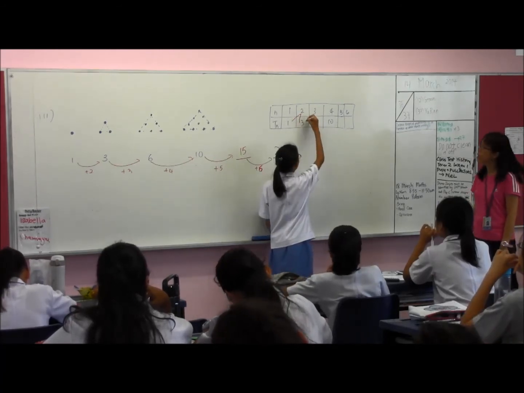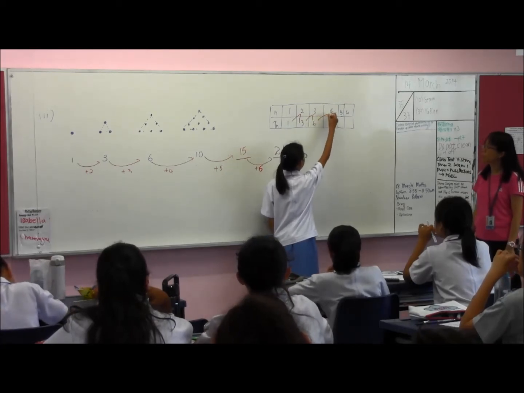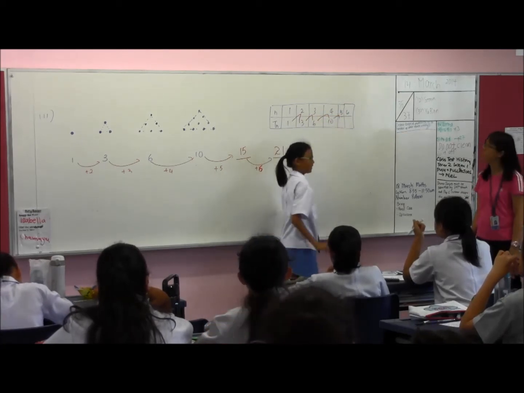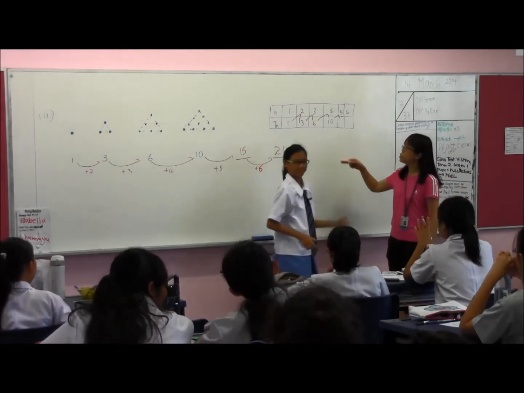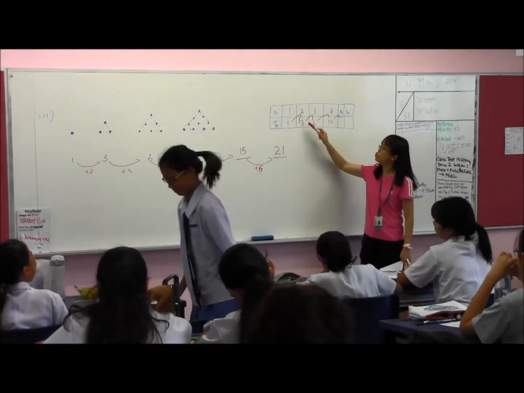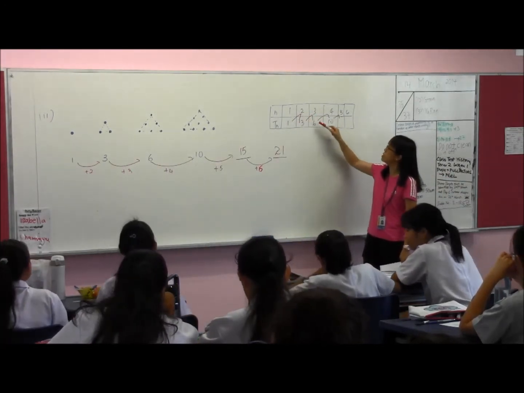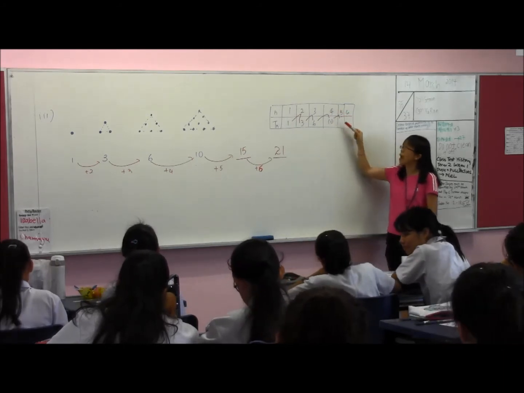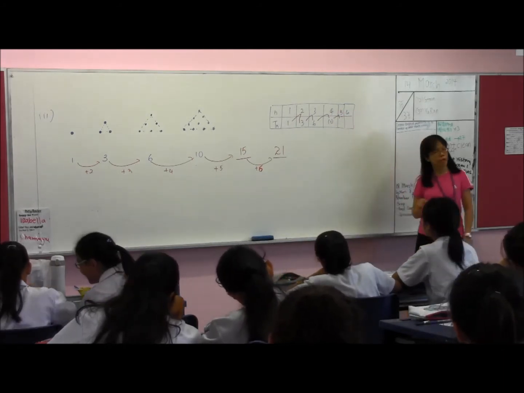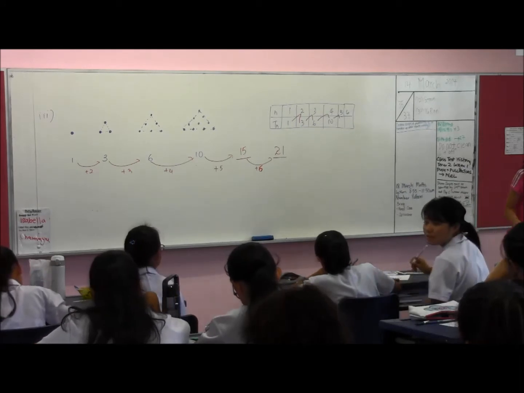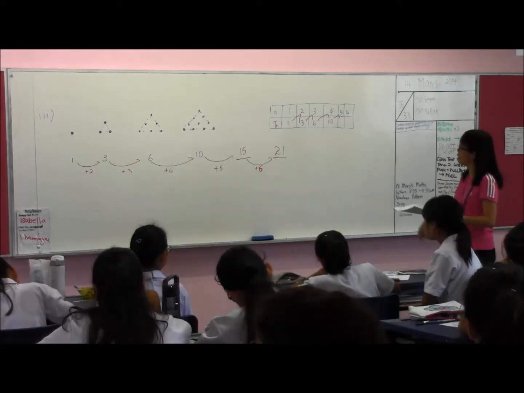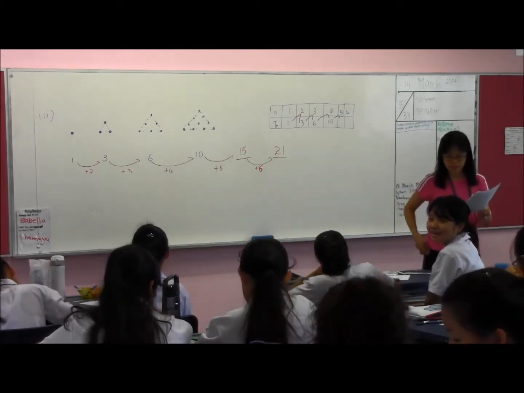Can you see how she adds and gets the next term? You get 1 plus 2 is 3, 3 plus 3 is 6, 6 plus 4 is 10, 10 plus 5 is 15, 15 plus 6. And also smart. It's not wrong. It's okay.